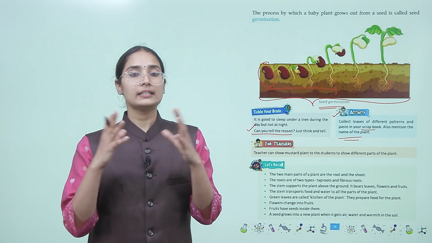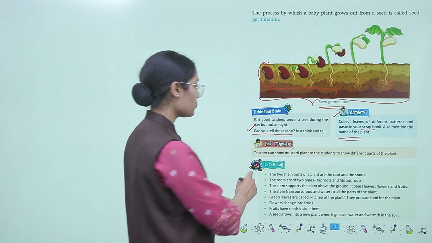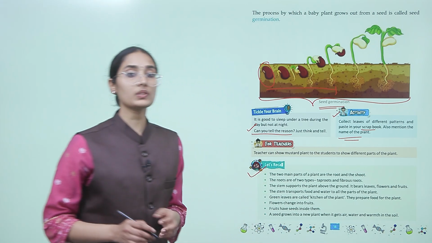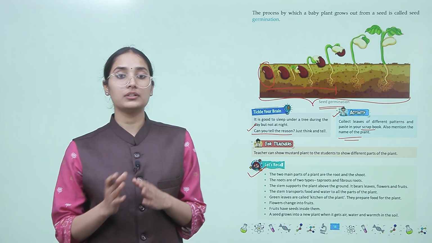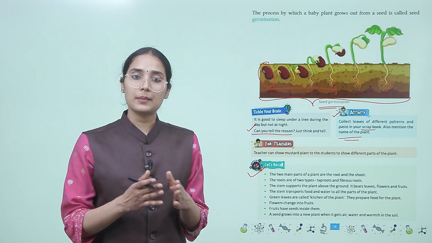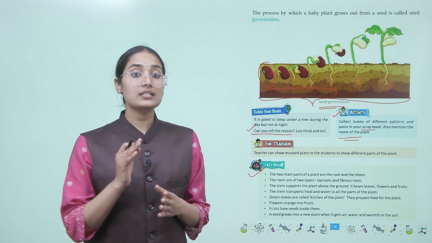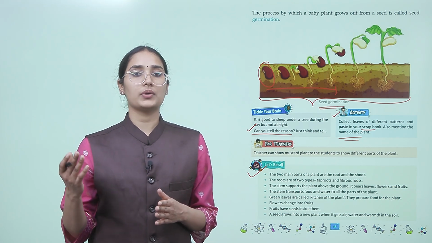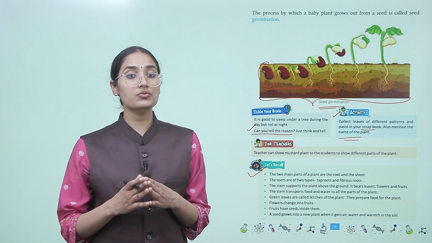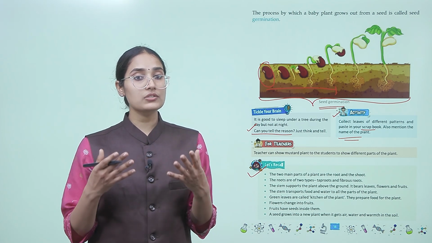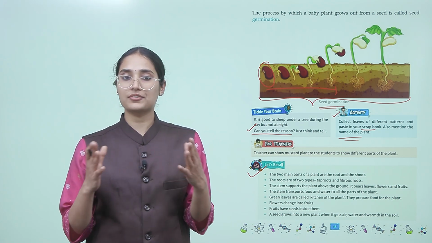Now let's get to the main points of this chapter and see what we have read so far. The two main parts of a plant are the roots and the shoot. The roots are of two types, tap roots and fibrous roots. The stem supports the plant above the ground. It bears leaves, flowers and fruits. The stem transports food and water to all parts of the plant.